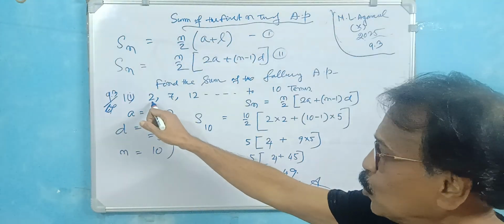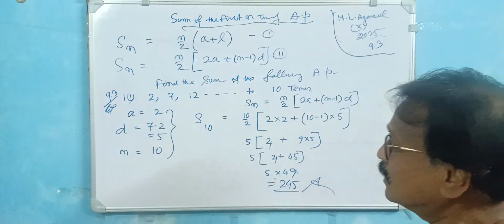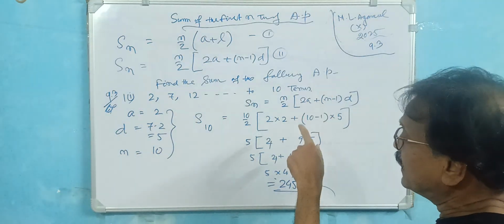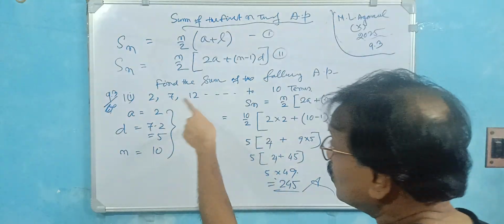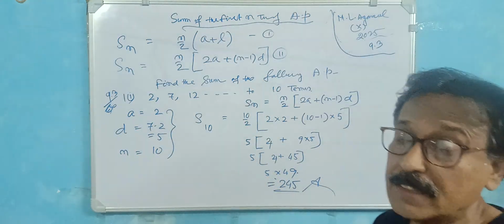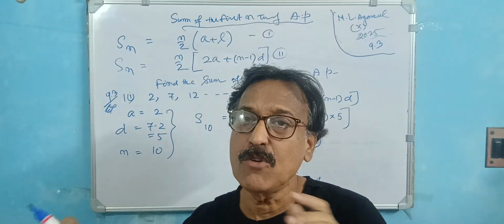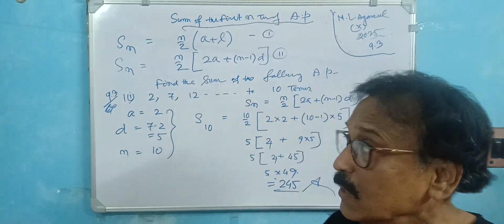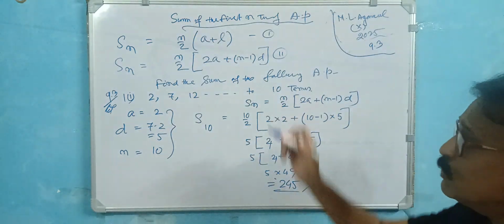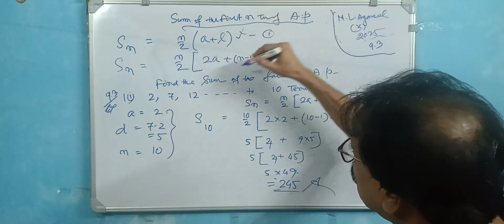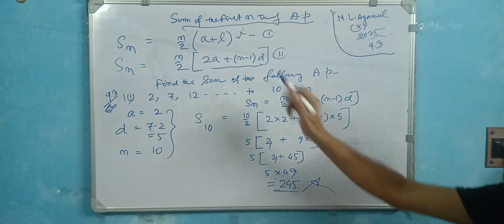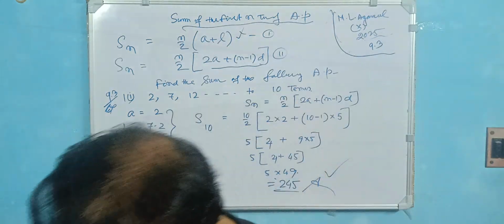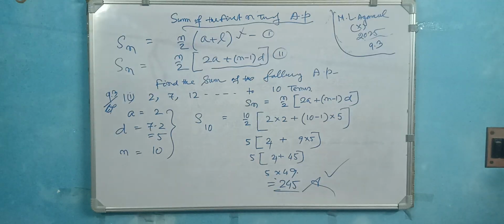Here is 2, 7, 12 up to 10 terms. Here the first term is given, the common difference you calculate, and the number of terms, that is n, is given. But the last term is not given. Which formula you apply, that is very important. So from this, last term is not given, so you do not use this formula, cut it off, you use this formula. Solve. Okay, so in this way you solve the sum. Clear? Now the next one.